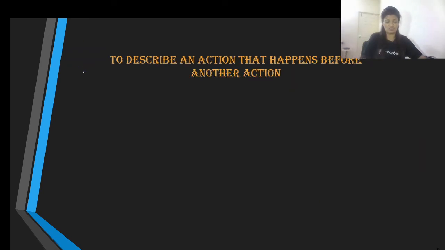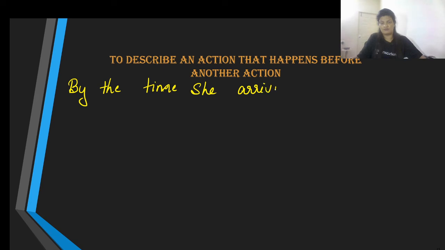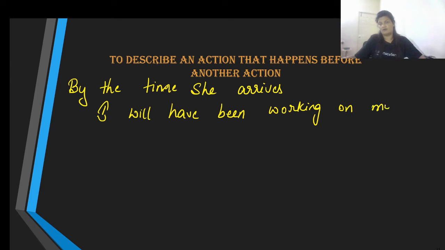Now let us proceed towards usage number 2. To describe an action that happens before another action. Let us take the examples. Supposing if I say by the time she arrives, I will have been working on my project. Let me give you a few more examples, a couple of examples.